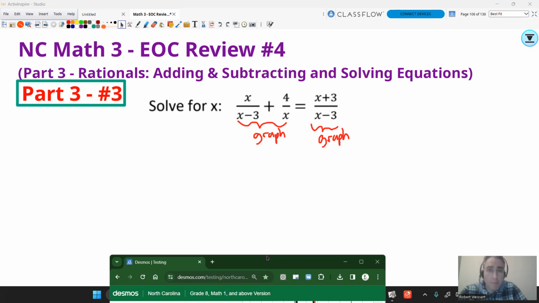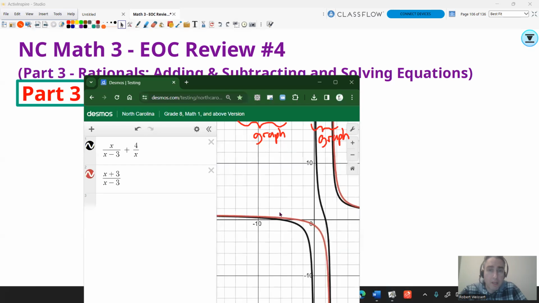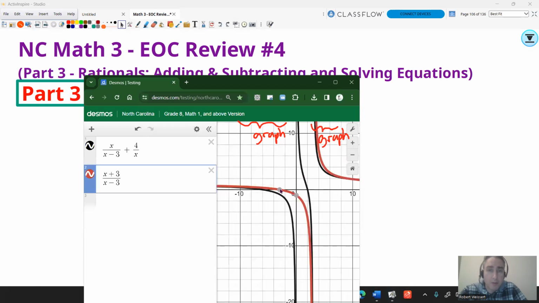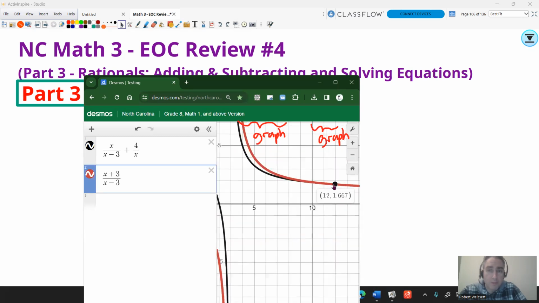When I do that, I click around and I'm looking for a point of intersection that is not an intercept. So that's no good. That's no good. We don't count those. But I do see a point over here. If I zoom in, that gives me an X value of 12. So 12 should be our solution. Let's see if that makes sense by hand.